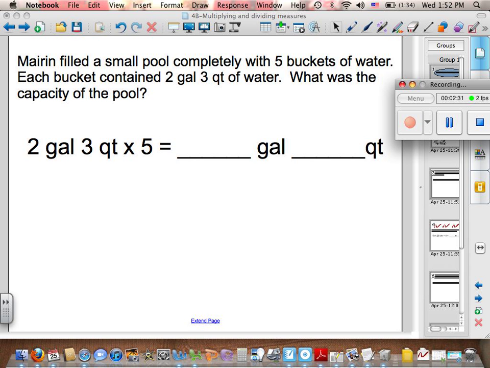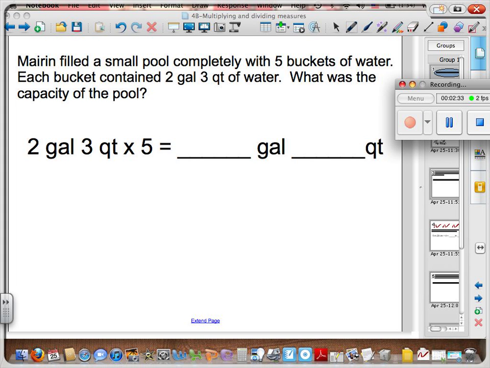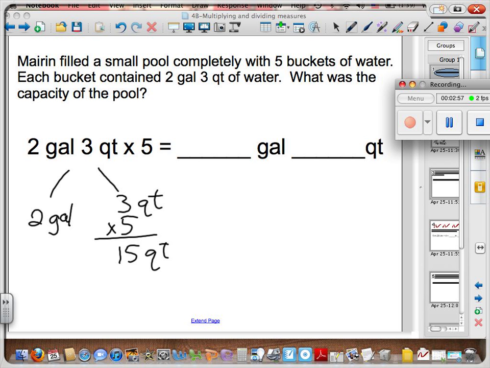So, just like we did on the last problem, I'm going to separate out 2 gallons from 3 quarts to make it a little bit easier on myself. And now I know I can multiply the quarts first. 3 quarts times 5 would give me 15 quarts. And 2 gallons times 5 would give me 10 gallons.